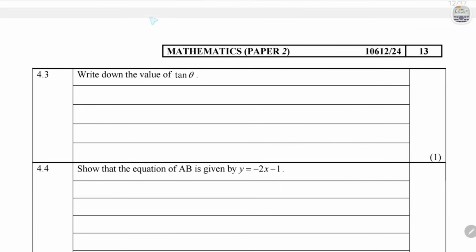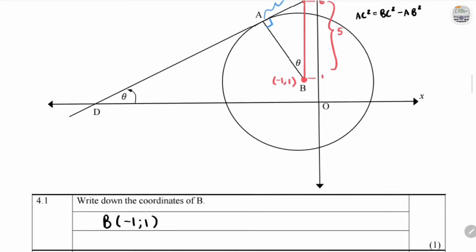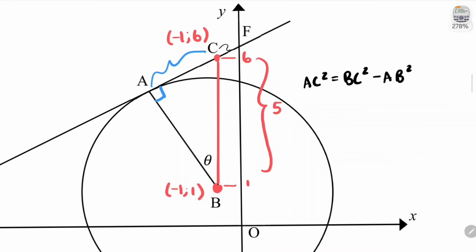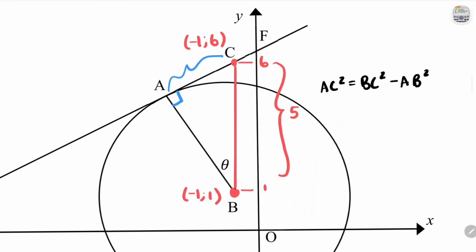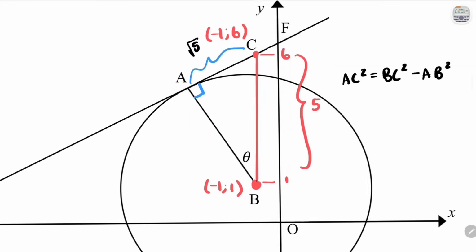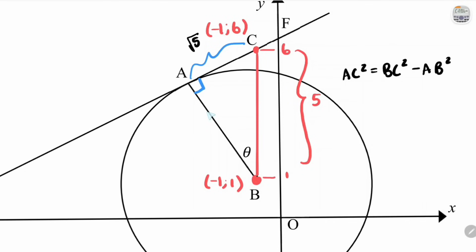Question 4.3 says, write down the value of tan theta. So to find tan theta, we relate it in reference to theta over here. So we found all of these sides. We know that the hypotenuse is 5, that this side over here is the square root of 5, and we know that r squared is 20, so the square root of 20 to find the radius, not r squared, but r. That would just be the square root of 20, which is 2 square root 5. So 2 root 5. That's what we have there.